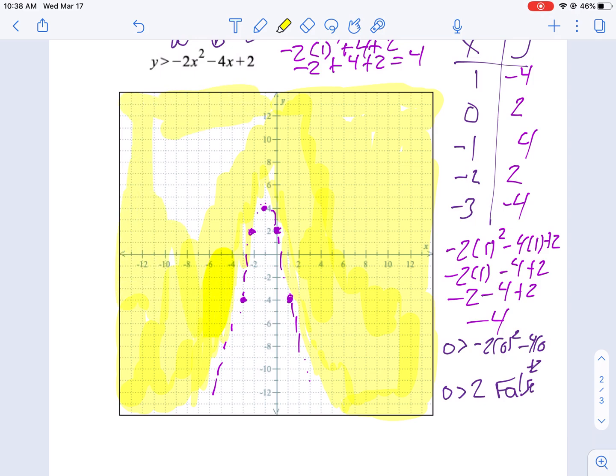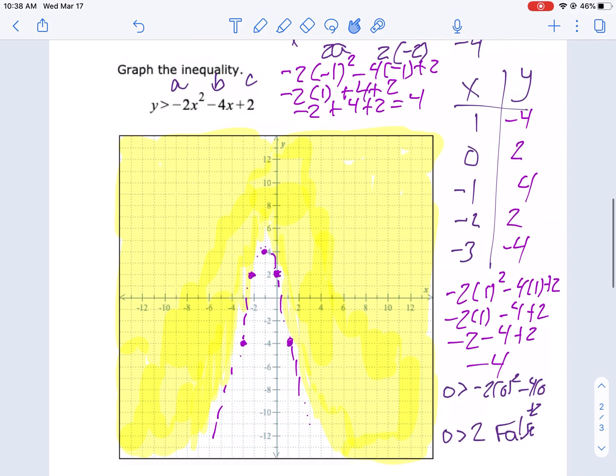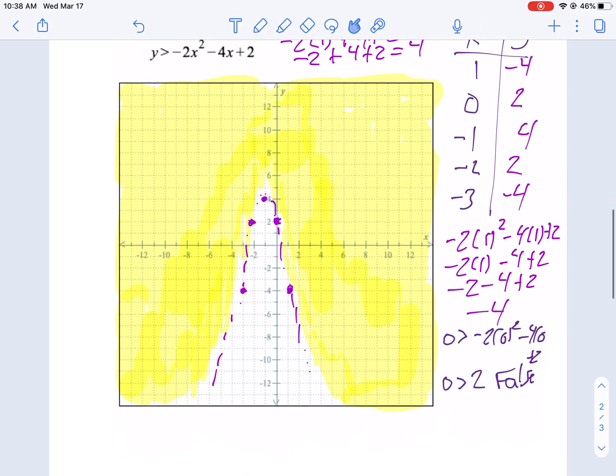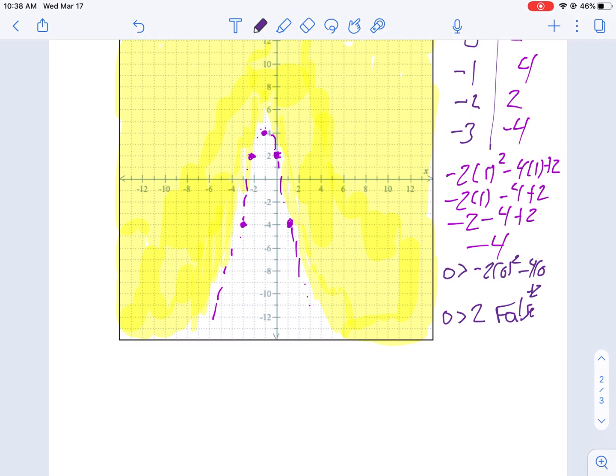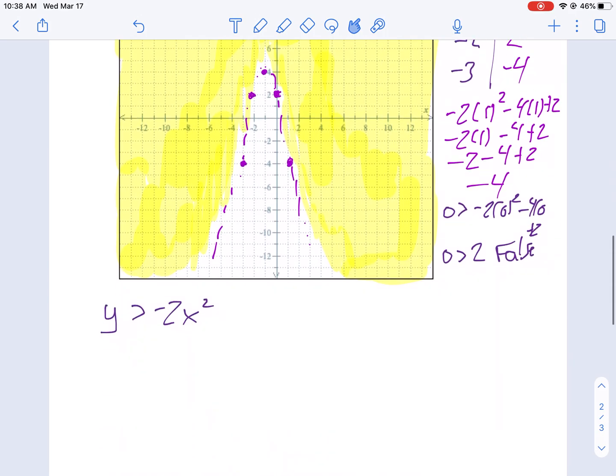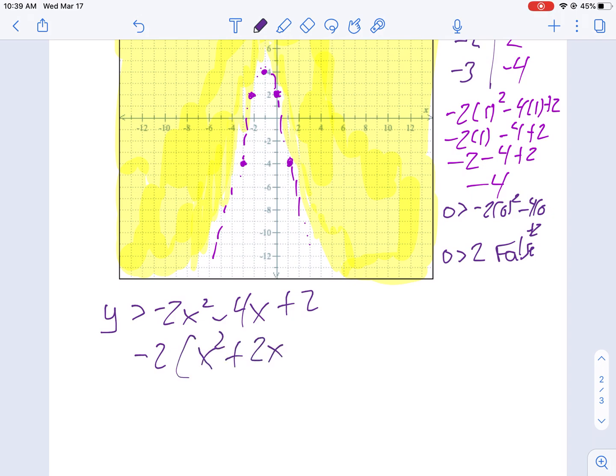Now, I told you there are two ways to do this problem. One way is to find the vertex by finding the axis of symmetry. The other way is to find the vertex by completing the square. So let me rewrite the problem. y is greater than negative 2x squared minus 4x plus 2. I'm going to complete that square, which means I'm going to factor out negative 2. So then I'll have x squared plus 2x. I'm going to leave a blank, and I'll put my plus 2 on here.